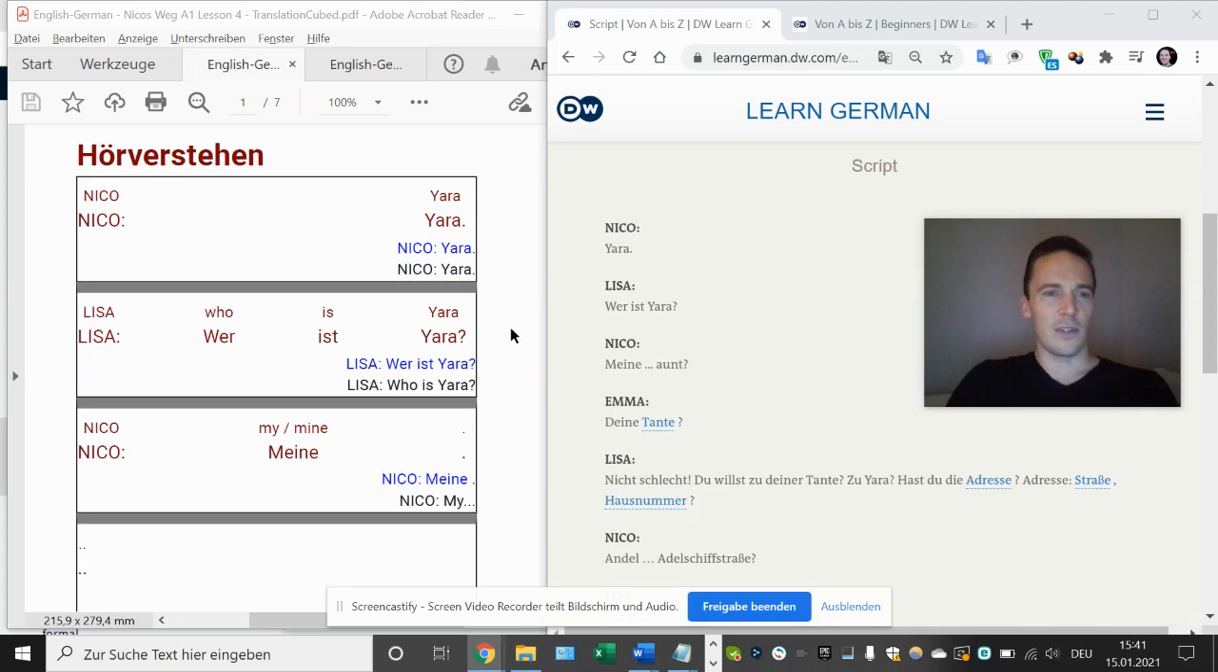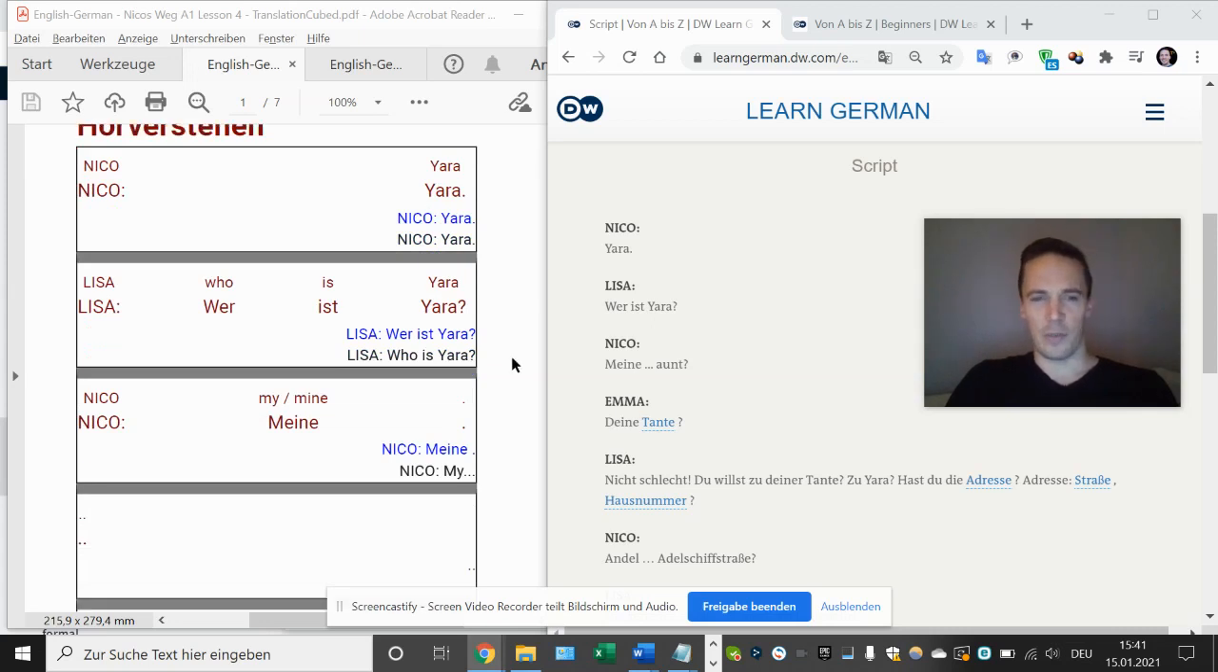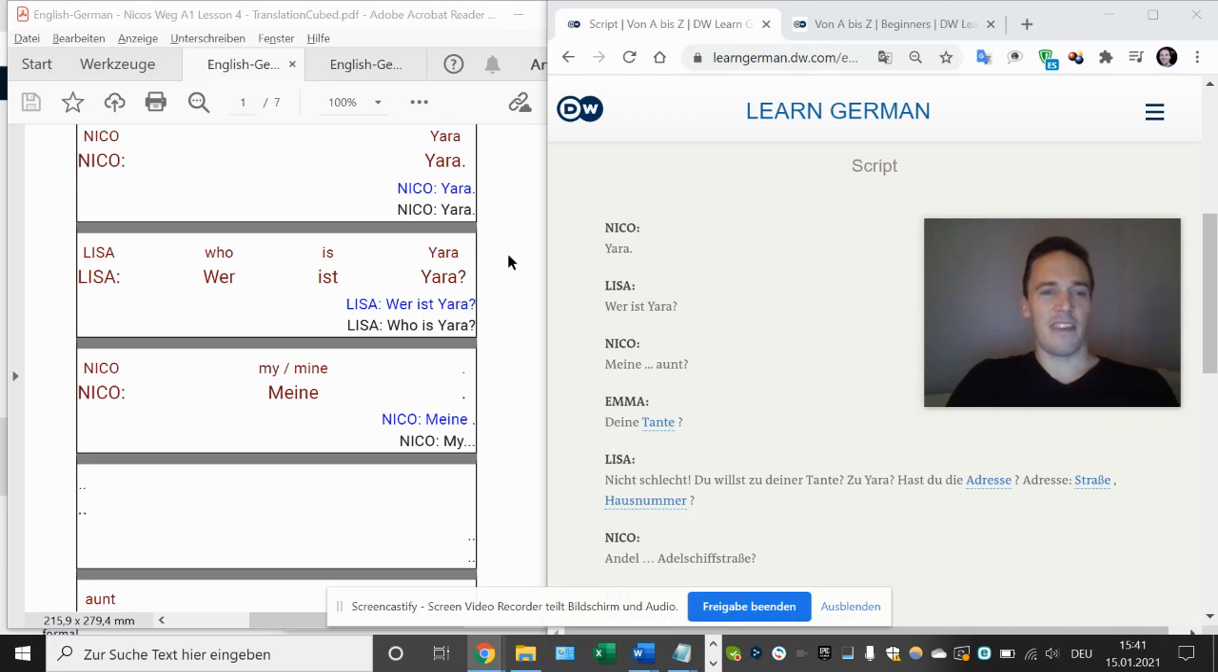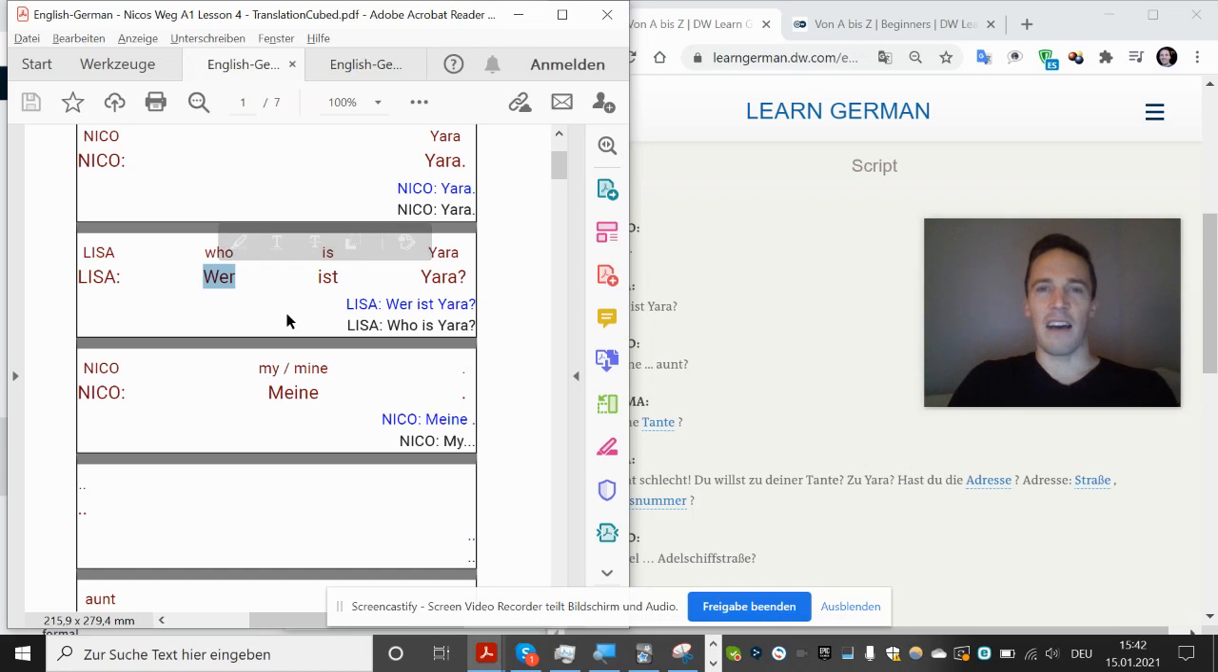So Nico says Yara, and he shows a picture. And Lisa says, Wer ist Yara? Wer? Who? So a W in German is always pronounced like an English V. So it's wer. I've mentioned before that an R at the end of a word or a syllable in German sounds something like an A. So this word is pronounced wer, and when you're speaking quickly, wer. Wer ist Yara?